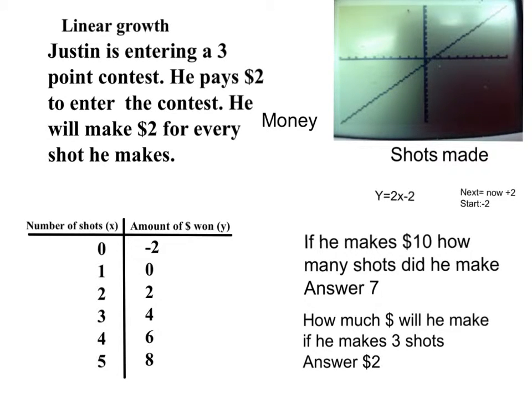If he makes $10, how many shots did Justin make? The answer is 7 shots. How much money will he make if he makes 3 shots? Our answer is $2. For the first problem, we plug 10 into the y and then isolate the variable and subtract 2 to get 7. For the second problem, we plug 3 shots into x, because x is the number of shots. After we solve the equation, the answer we get is 2.